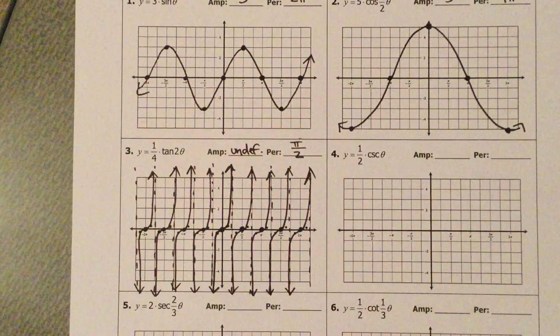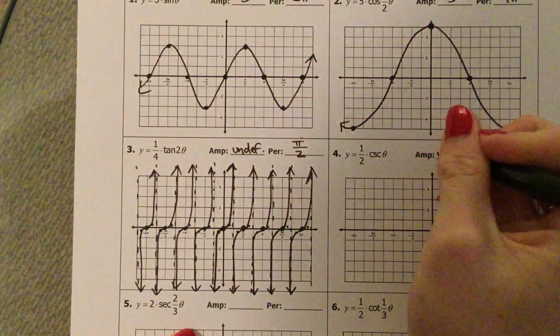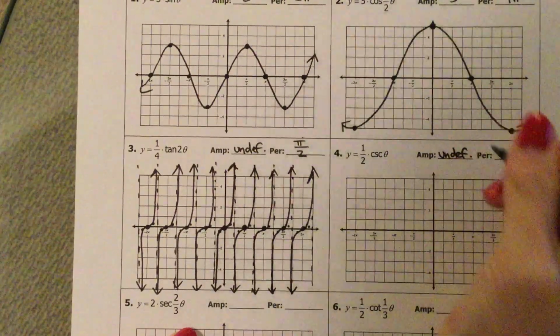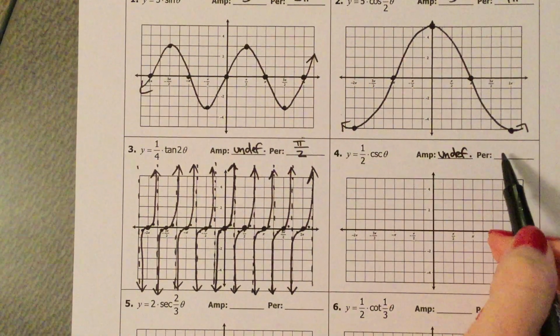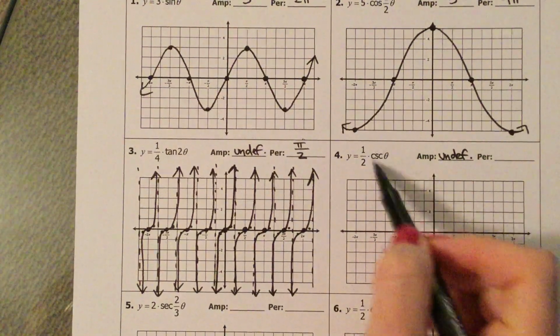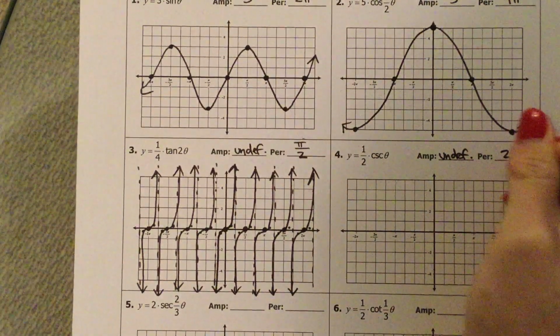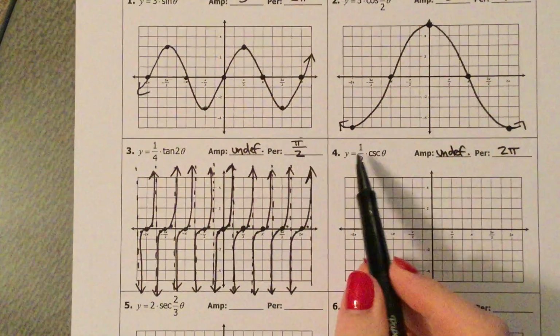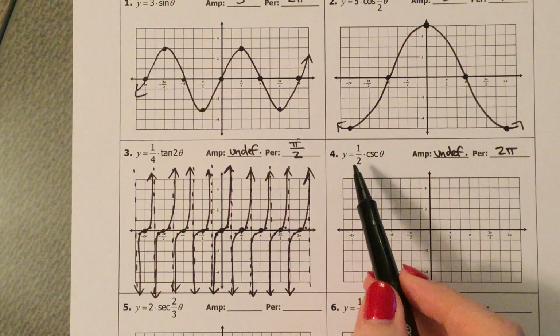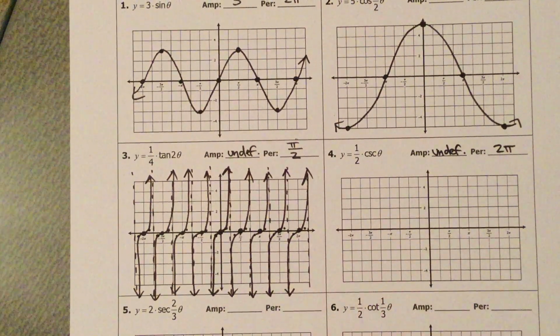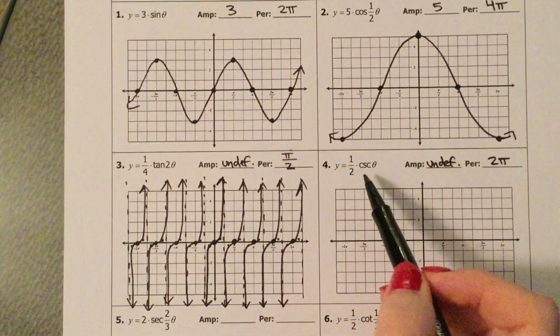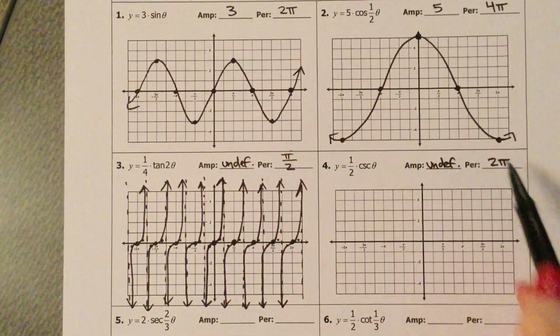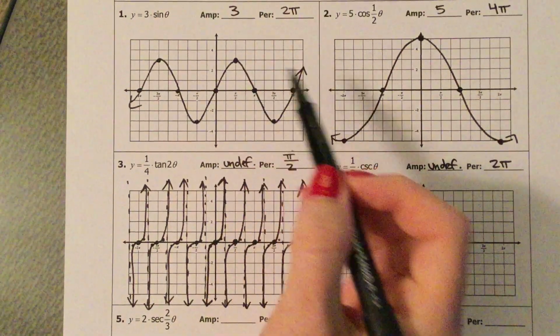All right, cosecant graph. The amplitude, again, is undefined because you've got an infinite number of vertical asymptotes. The period is 2 pi divided by b, so 2 pi divided by 1. You'll see what it looks like when we go and do cosecant. So cosecant has a normal period, so it's kind of just like the sine function here, but it's the reciprocal.